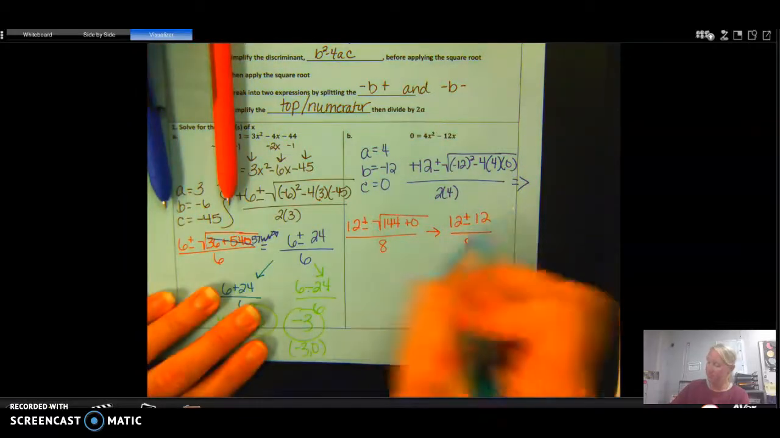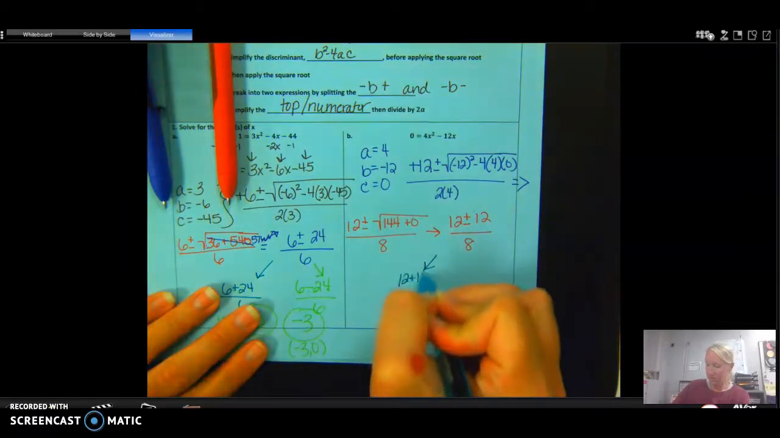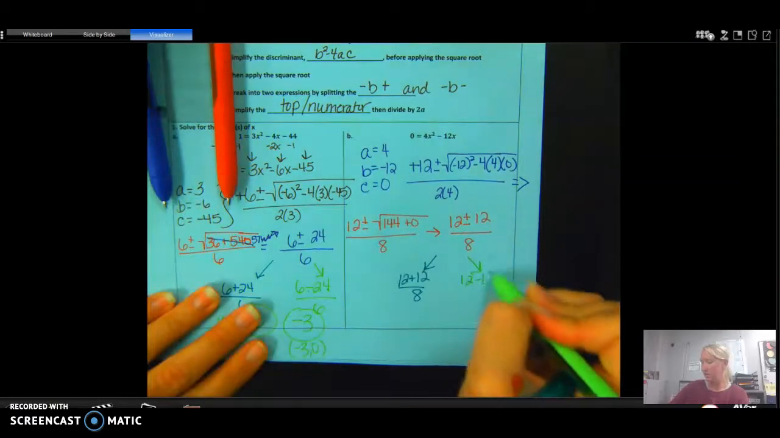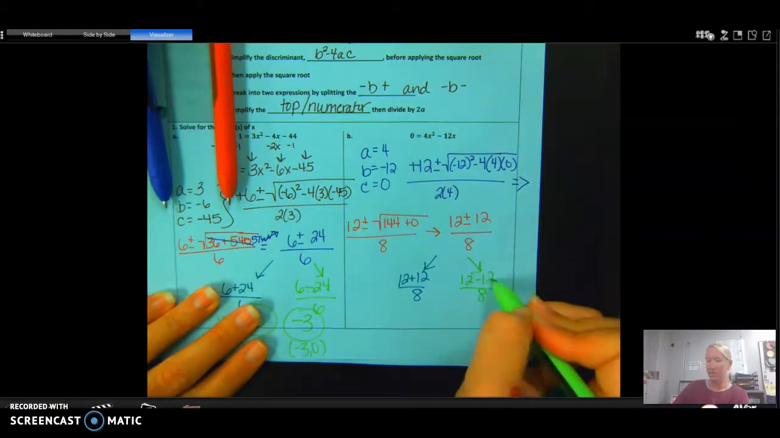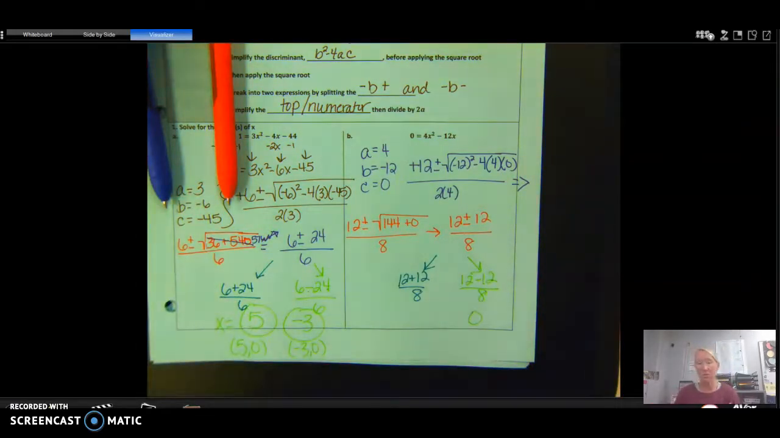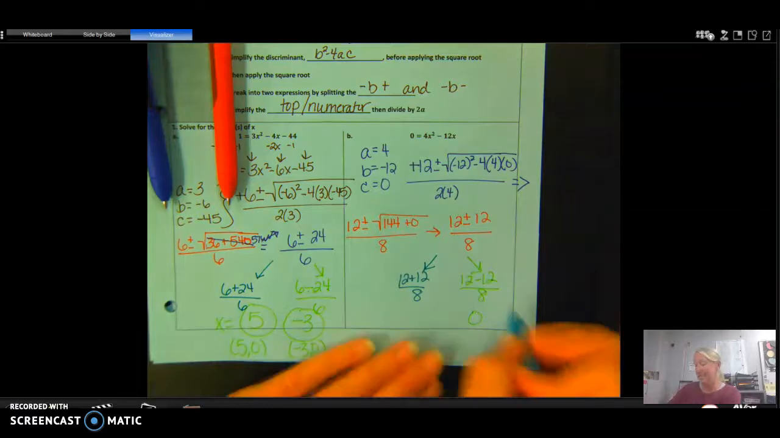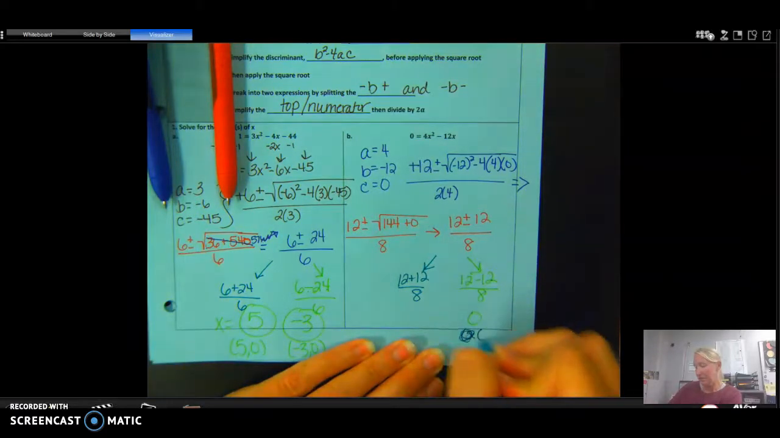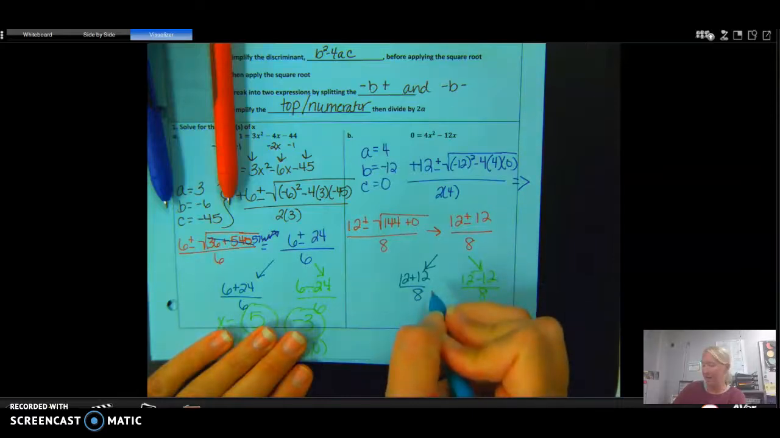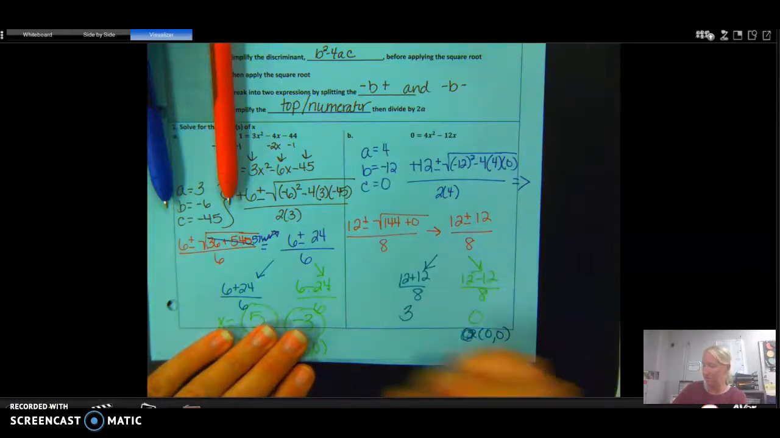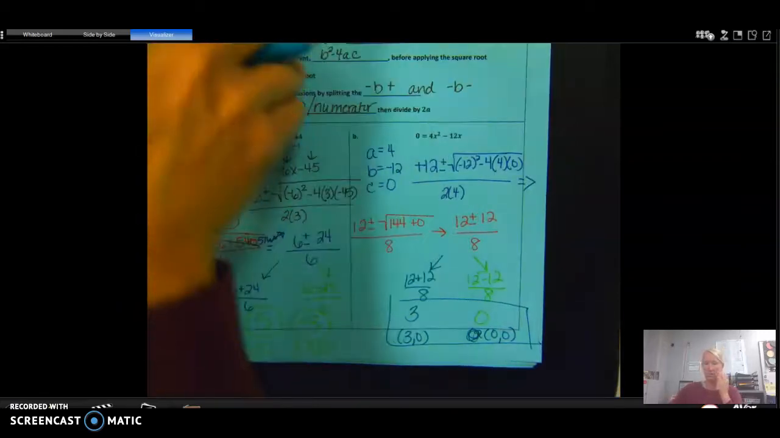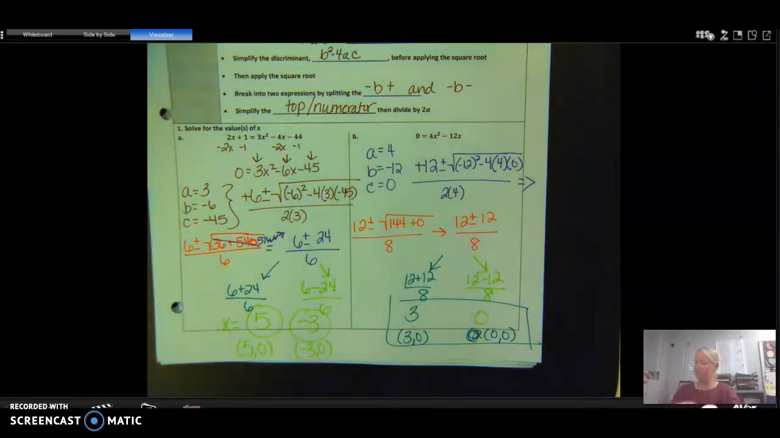Two equations. 12 plus 12 over 8. 12 minus 12 over 8. 12 minus 12 is 0. 0 divided by 8 is just 0. 0 is the solution. It's not saying that there's no solution. It's saying it crosses the x-axis at 0, 0. Okay? 12 plus 12 is 24. 24 divided by 8 is 3. So 3 is my solution, or 3, 0. So that is that one.